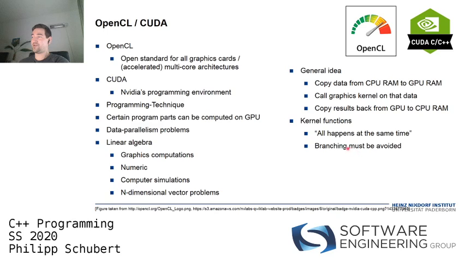Also, branching must be avoided if possible, because those accelerated special architectures, graphics cards and multi-core architectures, are really good at applying the same operations to different data, but they're really slow if you need to do some if-else, because those processors have not been developed for that use. Whenever possible, try to avoid branching, because if you branch too much, you don't get the performance benefits anymore. Then it would probably make more sense to have your computation on an ordinary CPU, which is much faster for branching code.